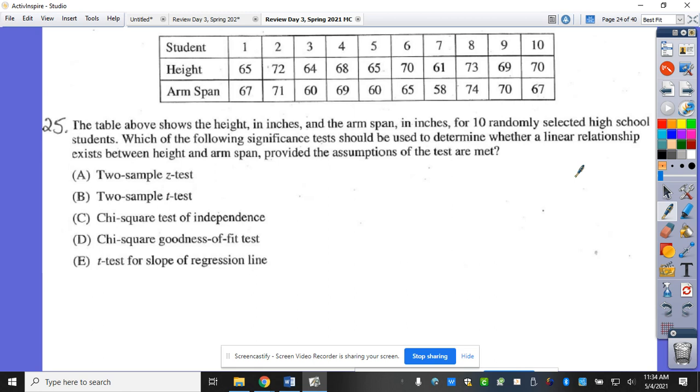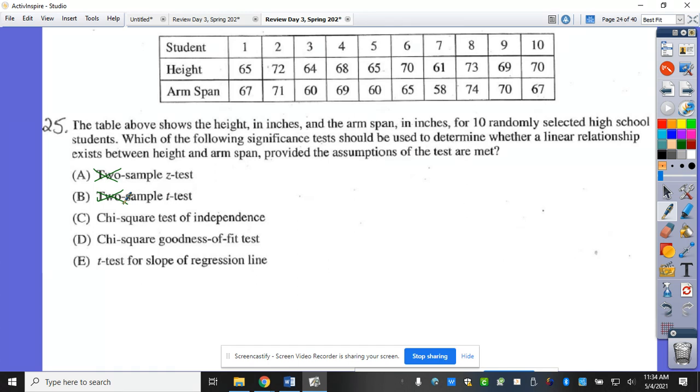The table above shows the height in inches and the arm span in inches for 10 randomly selected high school students. Before I even keep reading, is this a 2 sample or 1 sample? 1 sample, because I take 10 students and just record 2 things on it. So it is definitely not a 2 sample, so it is not A and B.